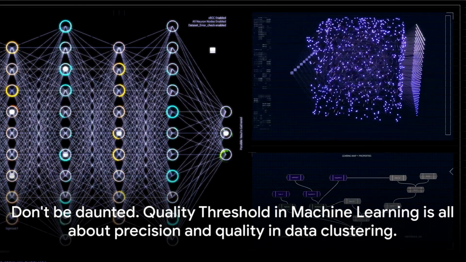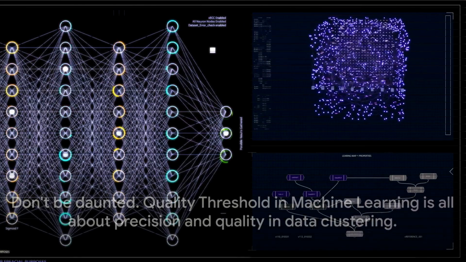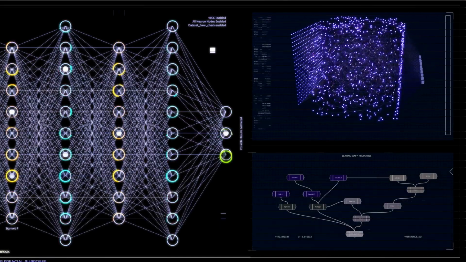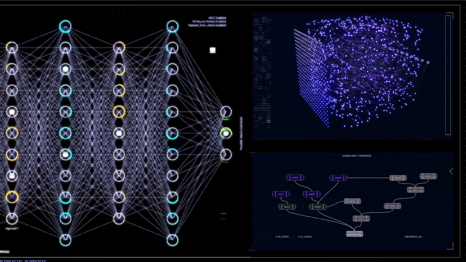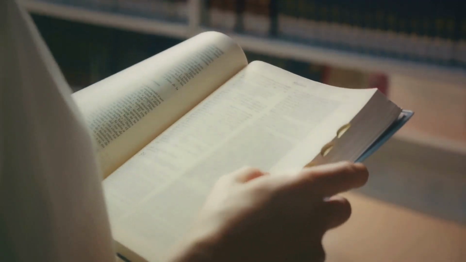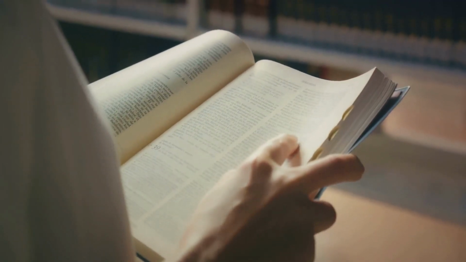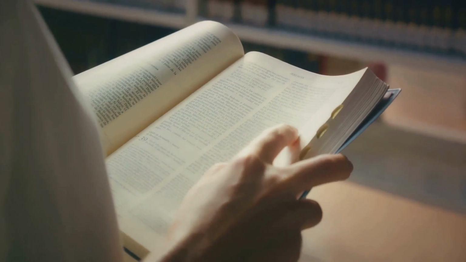So next time you come across the term quality threshold in machine learning, don't be daunted. It's simply about clustering data with precision and quality in mind. And who knows? Understanding this concept might just give your machine learning project the edge it needs.